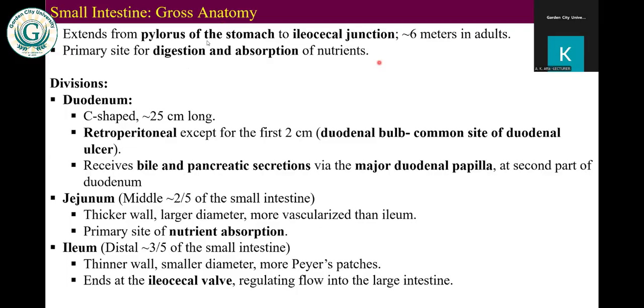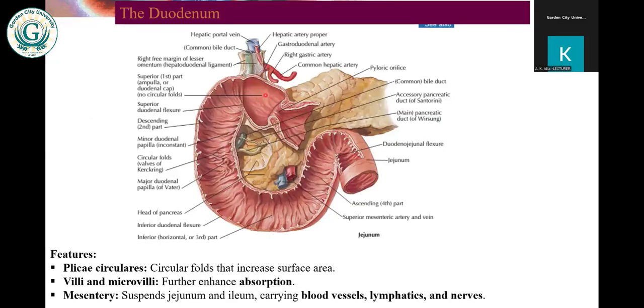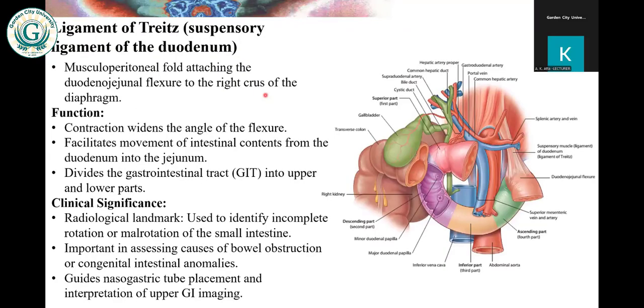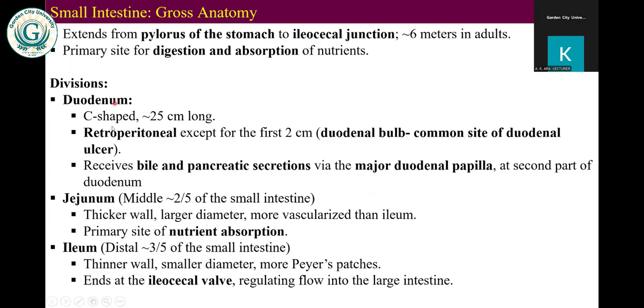So the small intestines is the primary site of digestion and absorption of nutrients. It begins from the pyloric part of the stomach to the ileocecal junction, and we are saying that's about 6 meters in adults. The small intestines is divided into three parts. There's a duodenum, there's a jejunum, and there is the ileum.